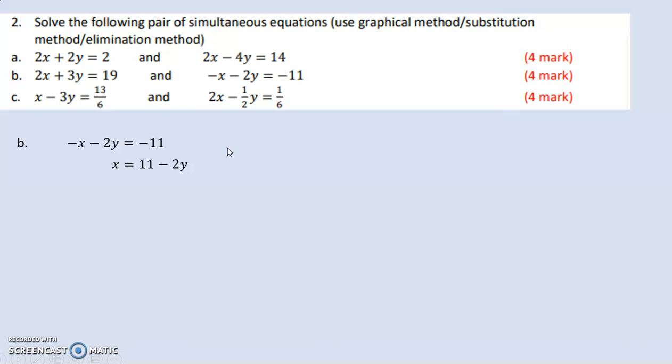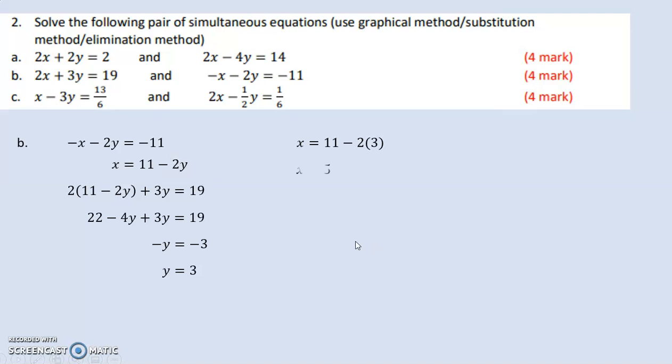Next, here, we input this into the second equation. Here we get here. Okay, like this. After this, we get negative y equal negative 3. So y equal 3. And then x equal 11 minus 2 multiplied by 3. Here we get from here. We substitute y by 3. Next, x equal 5. So the solution is 5, 3.